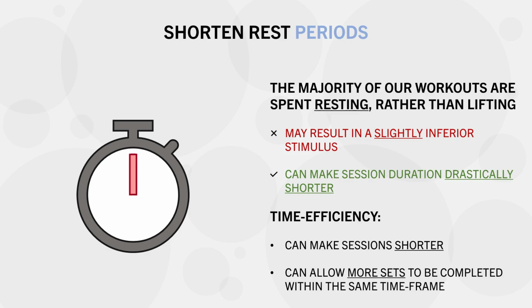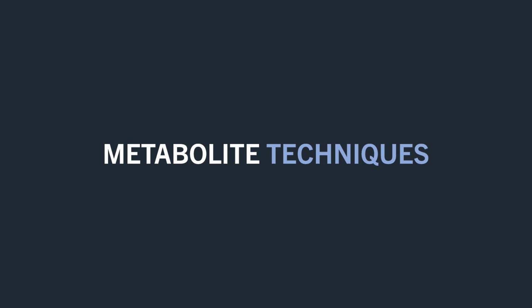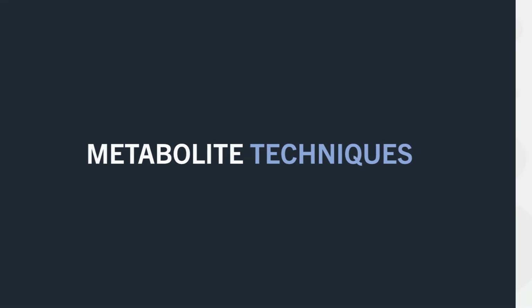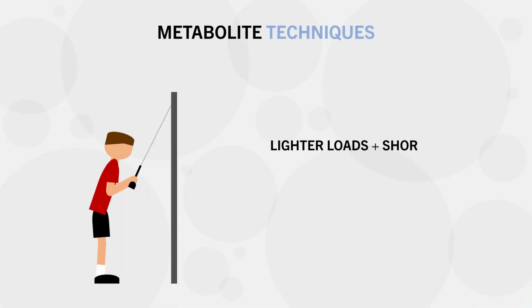So shortening rest periods may have a slight trade-off in some cases, but it may be worth it for lifters trying to maximize time efficiency. The next strategy is to implement metabolite style training techniques. Metabolite techniques are training methods which generally involve lighter loads with short rest periods, which emphasize the metabolic stress pathway as a mechanism for hypertrophy.